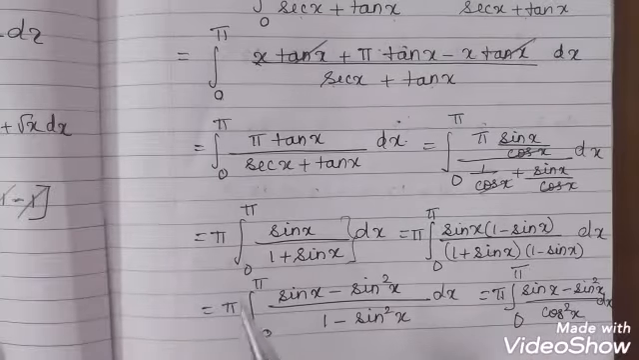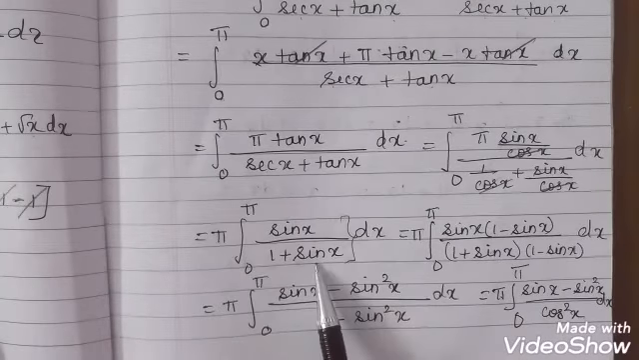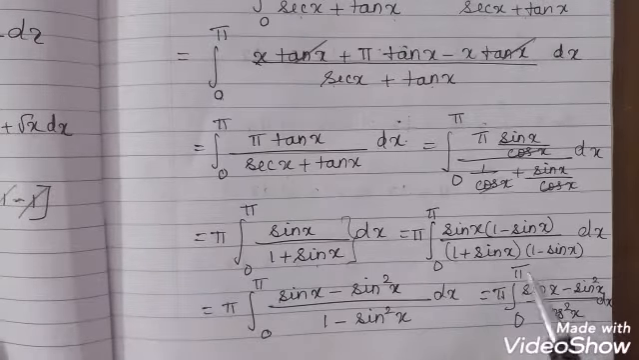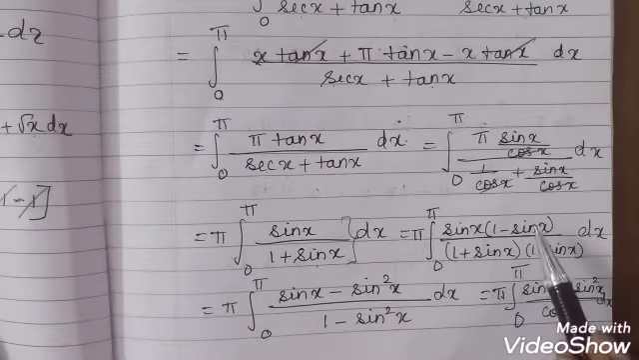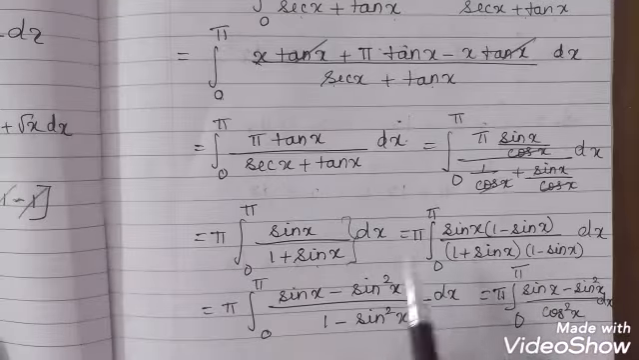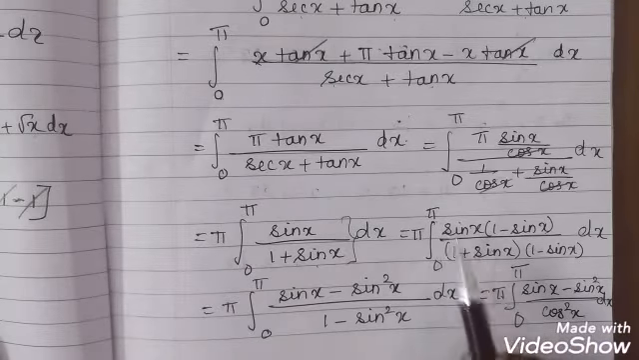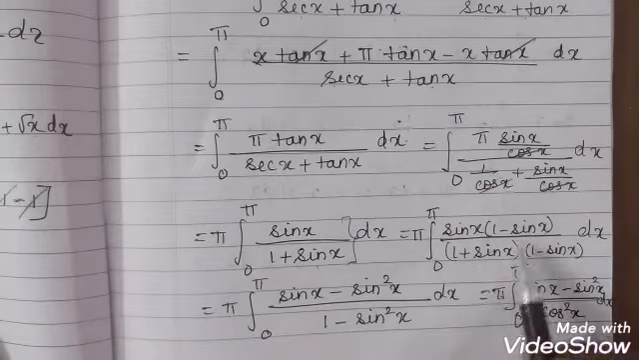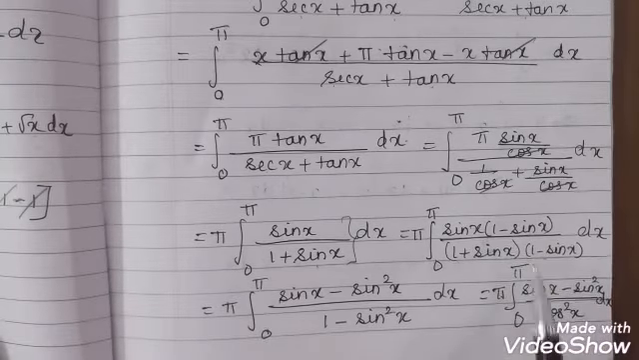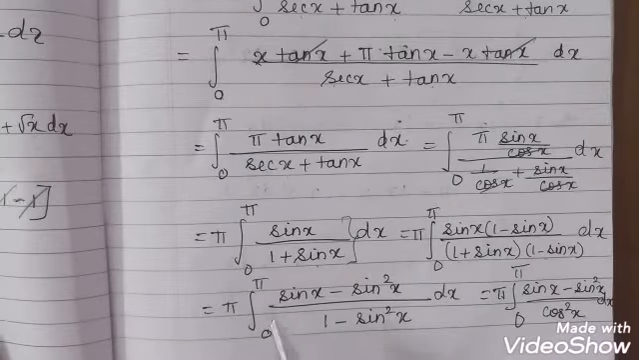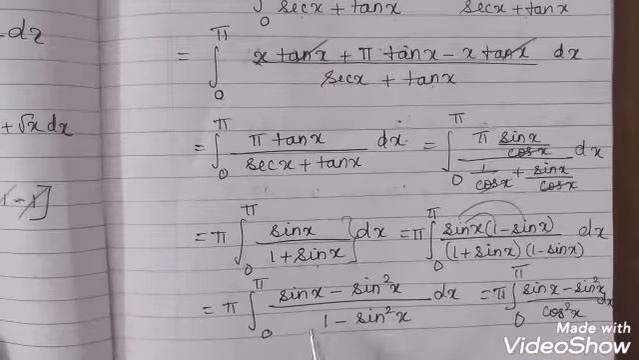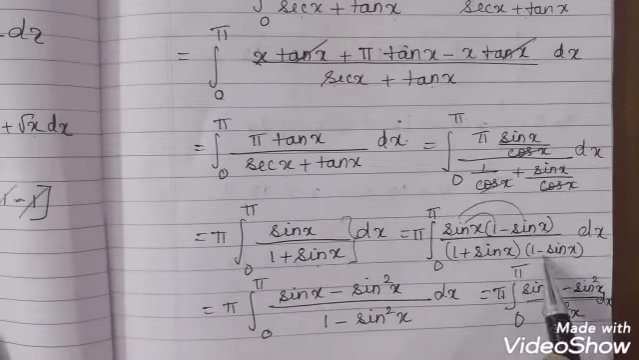Now how will I integrate this one? I'll have to multiply and divide by the conjugate of the denominator, because here both are sines and I cannot make use of the substitution method either. So when I multiply and divide by the conjugate of the denominator, you will have pi into the integral from 0 to pi of sin x into (1 minus sin x) divided by (1 plus sin x) into (1 minus sin x), which is equal to pi into the integral from 0 to pi of sin x minus sin squared x divided by a plus b into a minus b.